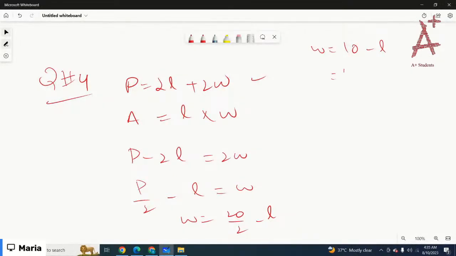And you are given L as 2 meters, so it would be 10 minus 2, right? That means 8 meters. So when the length is 2 meters and the perimeter is 20 meters, the width is 8 meters. That is the width, right? Okay, you can use different values from 1 to 9, right?